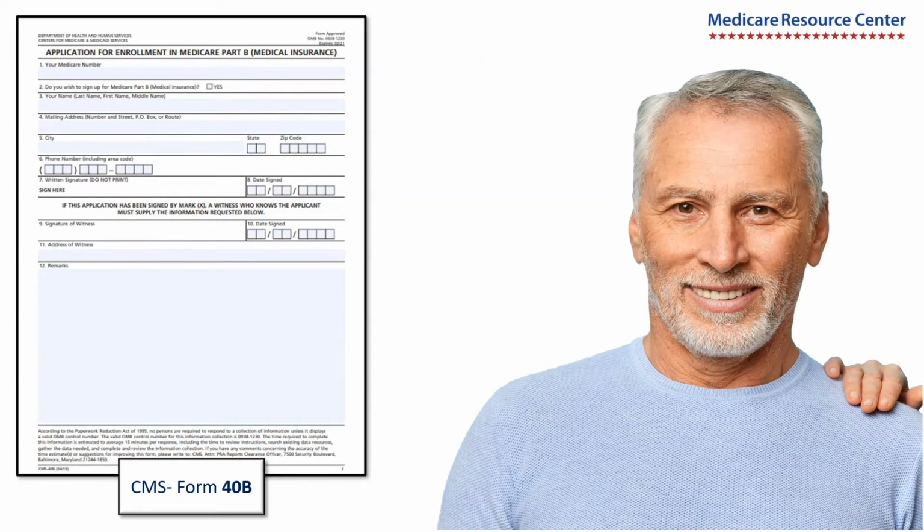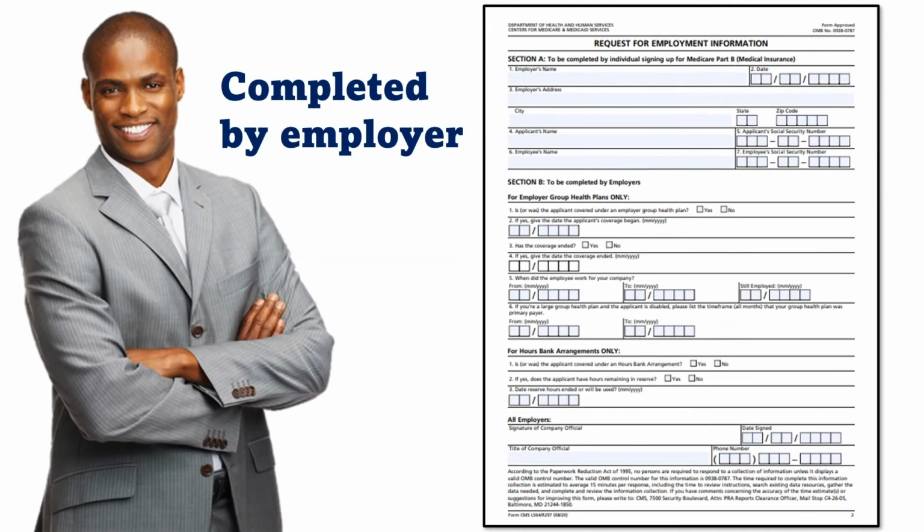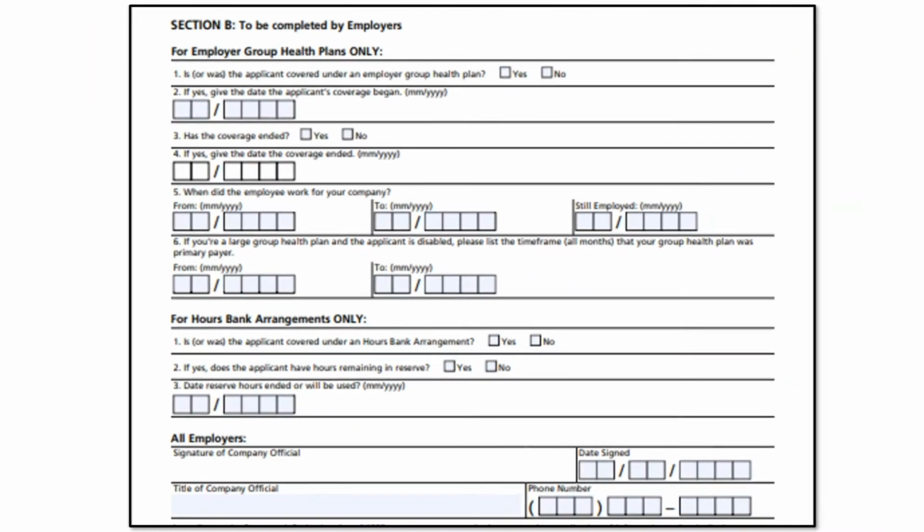Now, the first form we're showing you here is a CMS Form 40B. Very simple form. At the bottom of that form, he'll literally write in that remarks section when he wants his Medicare to start. But it doesn't stop there. The second form he's going to need is a CMS Form L564. This form is really intended for employers. Now, he can fill out the top section, Section A, but Section B must be filled out by the employer.